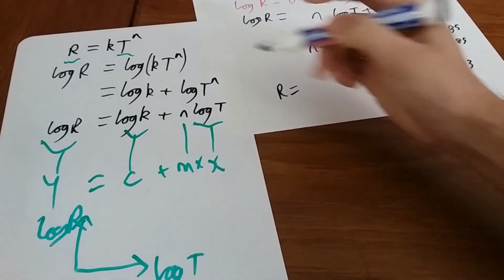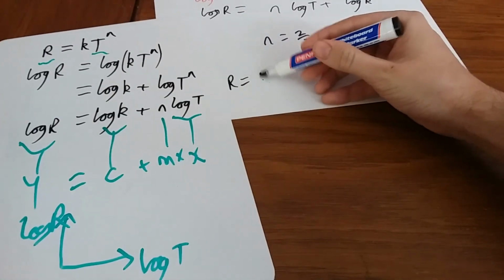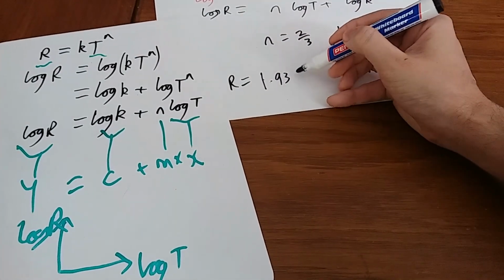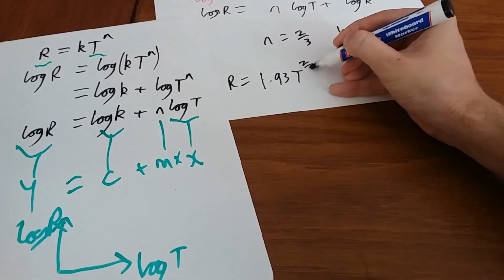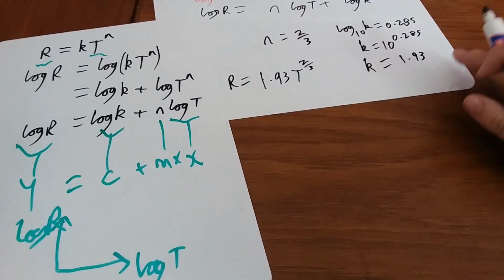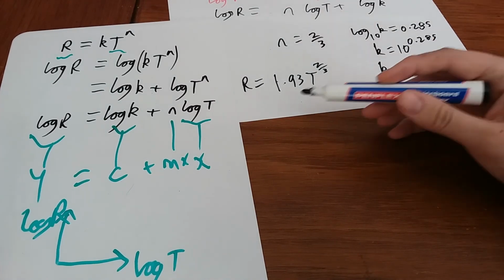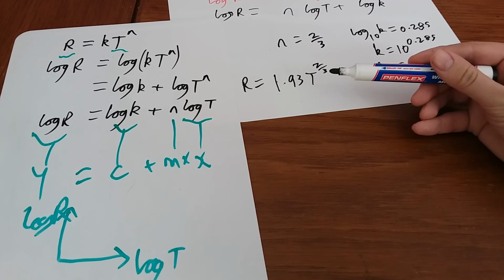R equals whatever k was, which was 1.93, multiplied by t, which is one of our variables, to the power of 2/3. Now, I'm not sure if you've done it yet in physics, but this is one of Kepler's laws of planetary motion. And we're done.